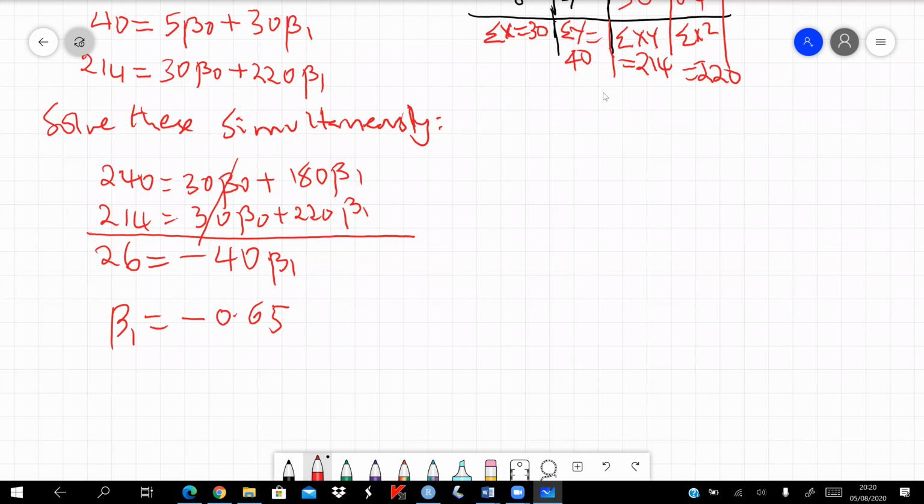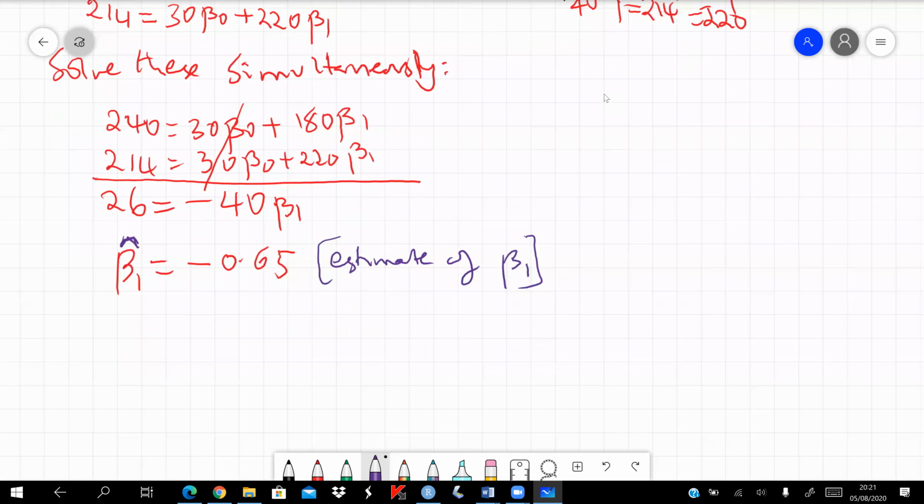Remember, the value of beta 1 and beta naught are always unknown. They are always unknown. So what we have is an estimate of beta naught and beta 1 using the OLS method. To show that it's an estimate, you put a hat on top. So this is the estimate of beta 1. Beta 1 is always the parameter, so we have the sample statistic. Now, using this value, we can also get the estimate of beta naught.